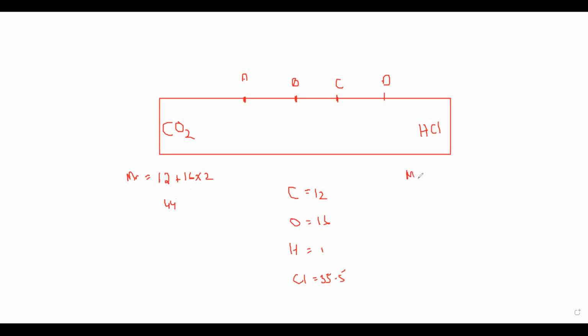For HCl, hydrogen is 1 plus chlorine is 35.5. So total will be 36.5. So which gas will diffuse faster? The question, first part. So HCl will diffuse faster. Then which position will the two gases combine?